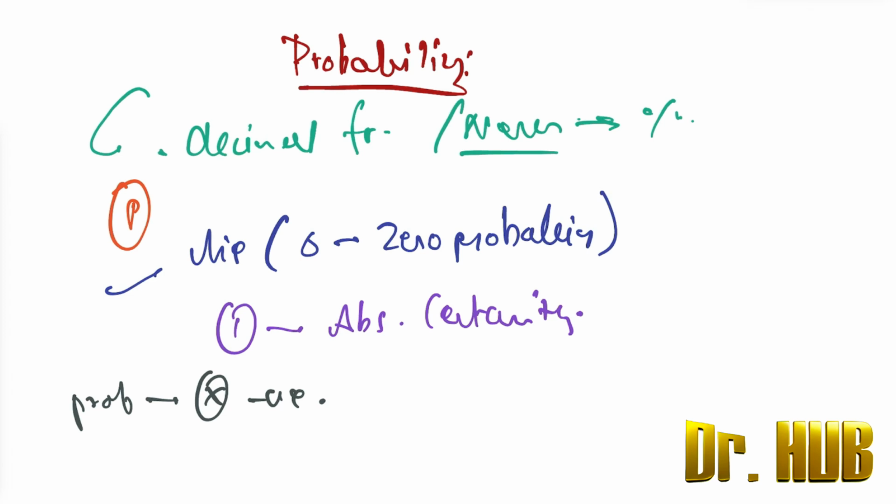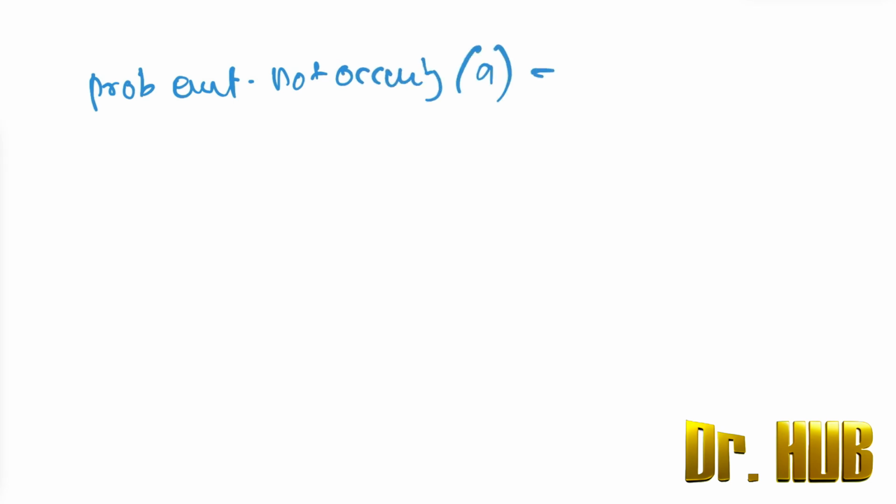The probability of an event not occurring is denoted by Q. So Q is equal to 1 minus P.